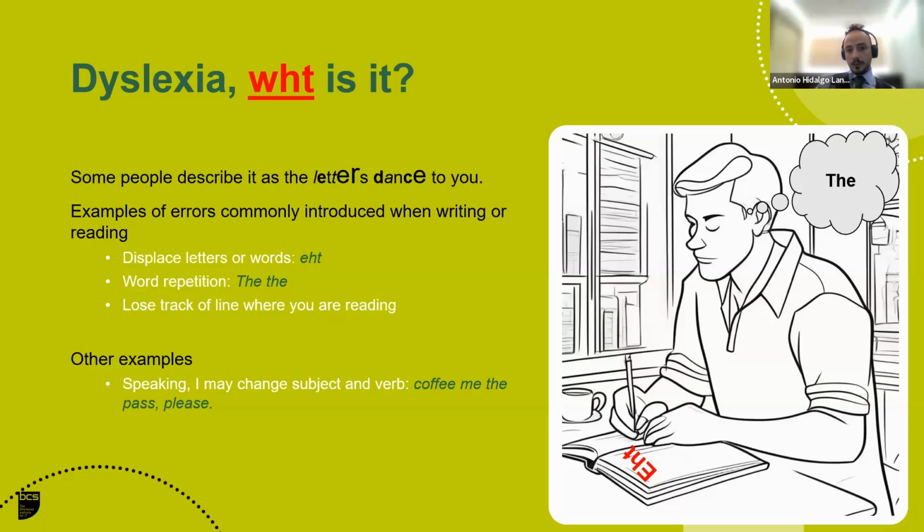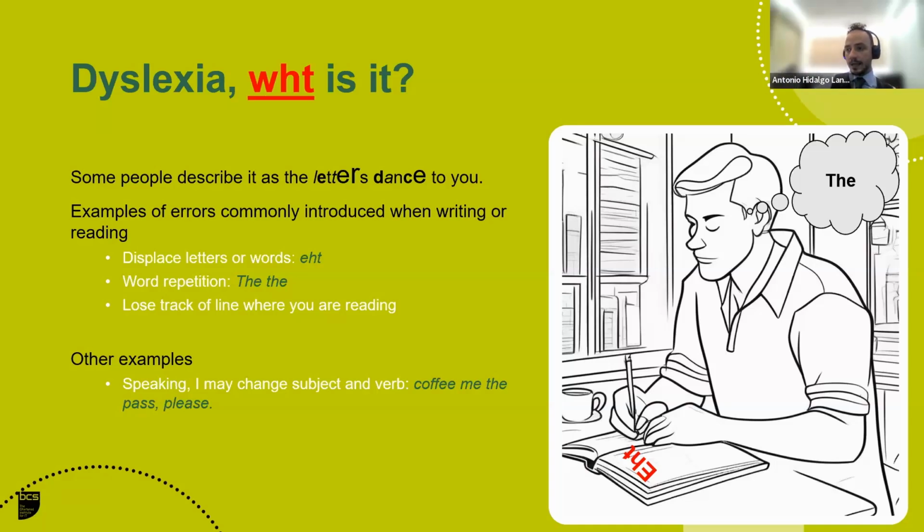Some of the common errors when you are writing or reading is that you displace words or letters. So one of the more common examples for me is that instead of writing "da", you write "eht". I also write the same word repeatedly many times and I'm not even aware that I have been writing it repeatedly.